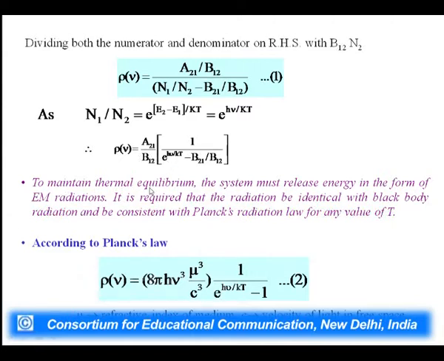Now to maintain thermal equilibrium, the system must release energy in the form of electromagnetic radiation. It is required that the radiation be identical with black body radiation and be consistent with Planck's radiation law for any value of T. From that we consider this equation. According to Planck's law, the radiation density is defined as rho nu equal to 8 pi h nu cube mu cube divided by c cube, into 1 by e power h nu divided by kT minus 1.